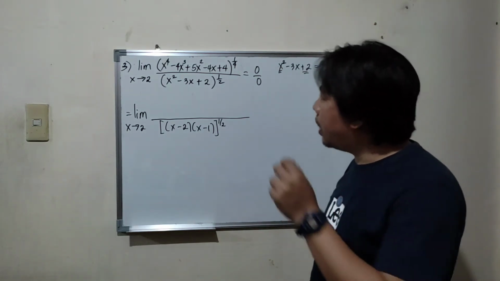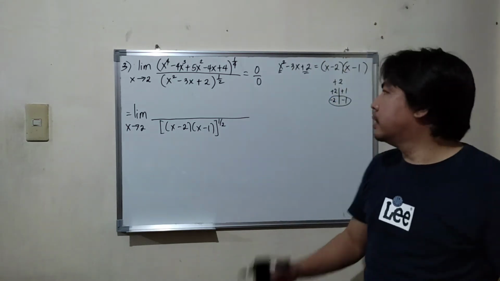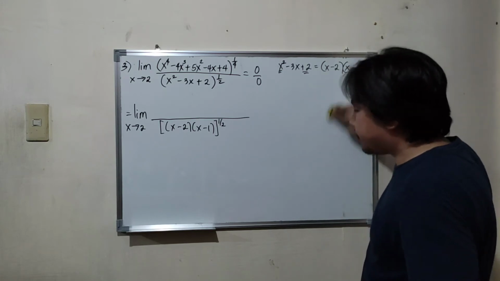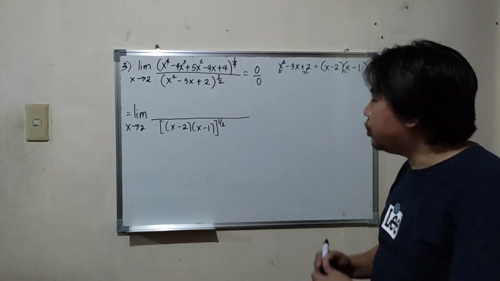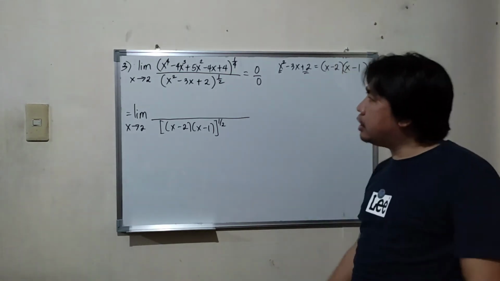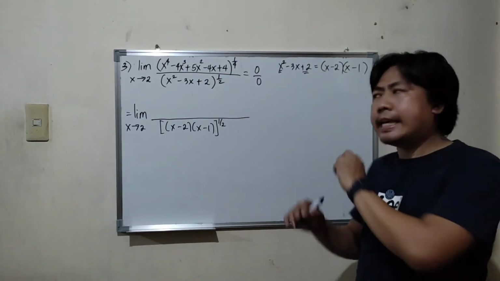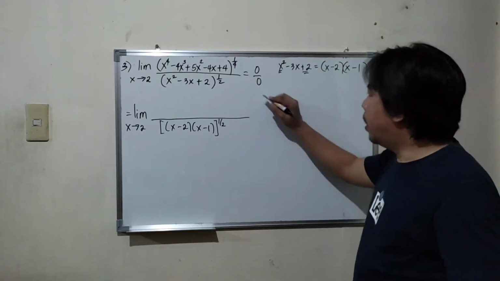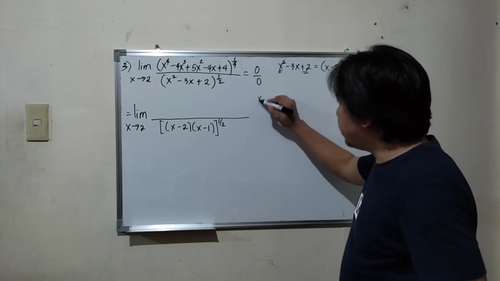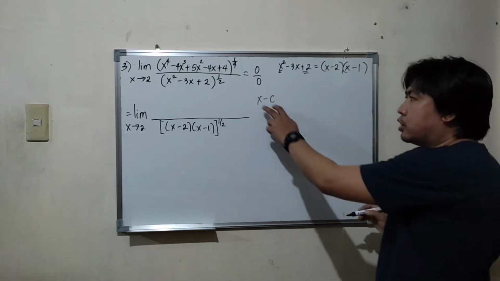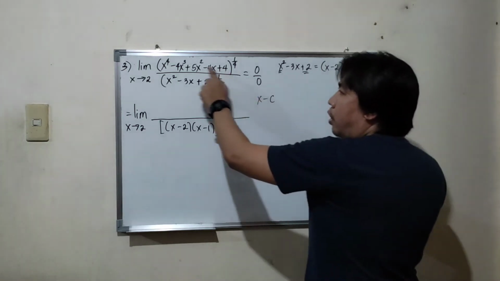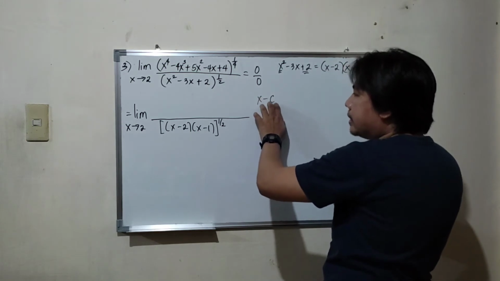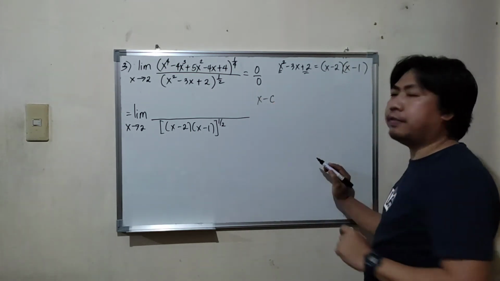We can use the rational zero theorem or factor theorem. So ang sabi doon, sa rational zero theorem or sa factor theorem, kapag ginamit natin yung synthetic division, pag ang remainder ay 0, ibig sabihin factor yun. Let's say we have x minus c. C is the number. So, x minus c is a factor of this expression if the remainder is 0. If we use synthetic division.